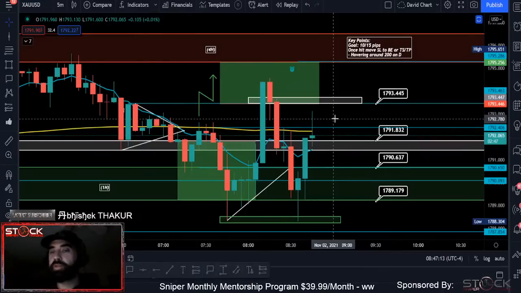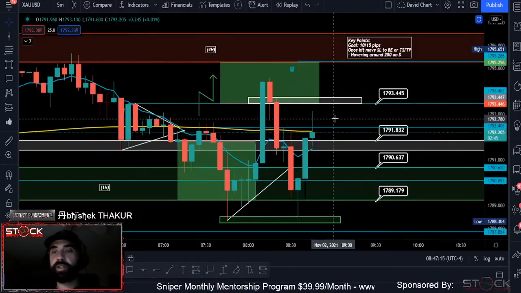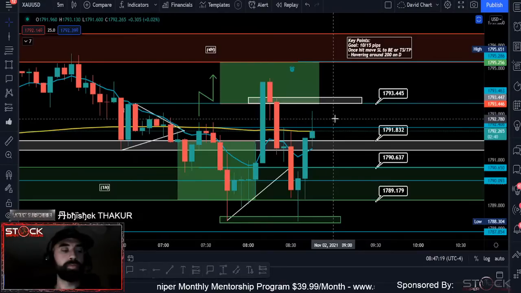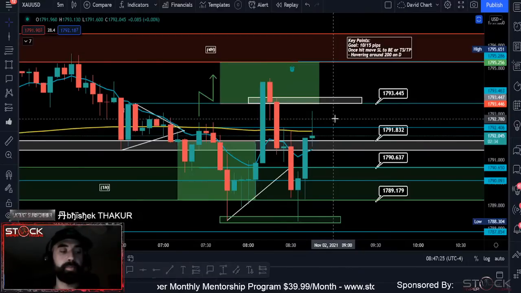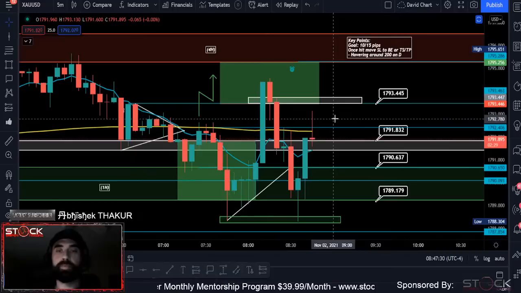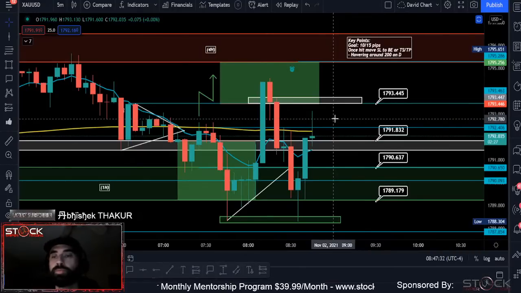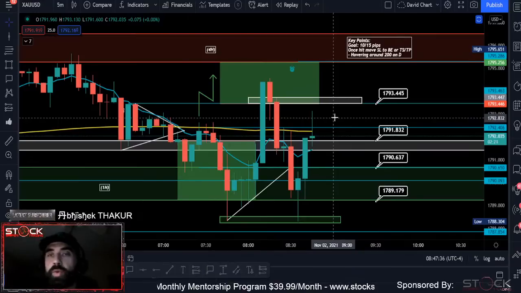Okay, about 2 minutes and 45 seconds left for all the gold diggers in here. Breakout of the neckline reversal, you have to wait and see. That's what it is. Okay, about 2 minutes and 25 seconds until we're going to see this current candle close.